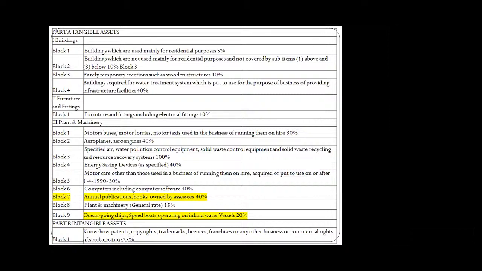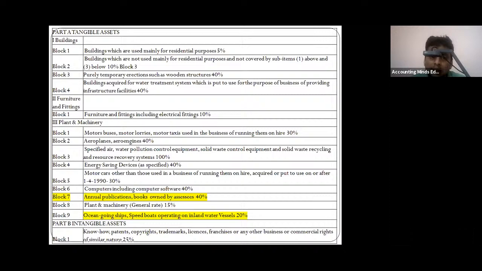So like this, they have given some rates. Even on books you can claim depreciation, and ships and vessels 20%. Generally, if the question is silent, it is not necessary for you to memorize all this. If there is any amendment they will ask, then generally the standard rate is 15%. For example, my webcam, flat 15% I can claim depreciation. My laptop, how much can I claim? Computers, including computer software, 40%.